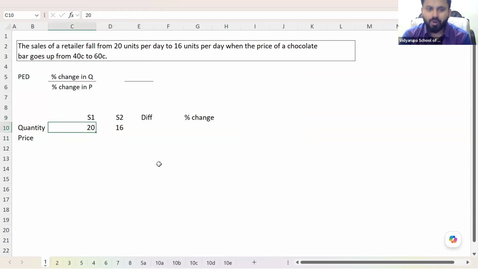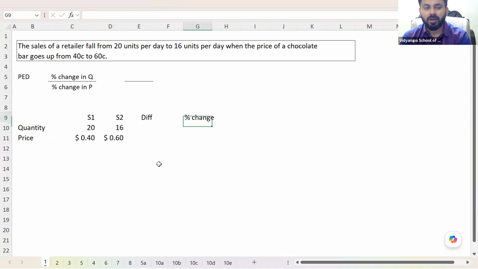So as of now, the quantity is 20 when the price is $0.4, that is 40 cents. When the price is 40 cents, demand is 20. They are saying that if you change the price from 40 cents to 60 cents, what will happen? The price will increase by $0.2 or 20 cents. What will happen? The demand will fall. As you can see, as the price is increasing, demand will fall.